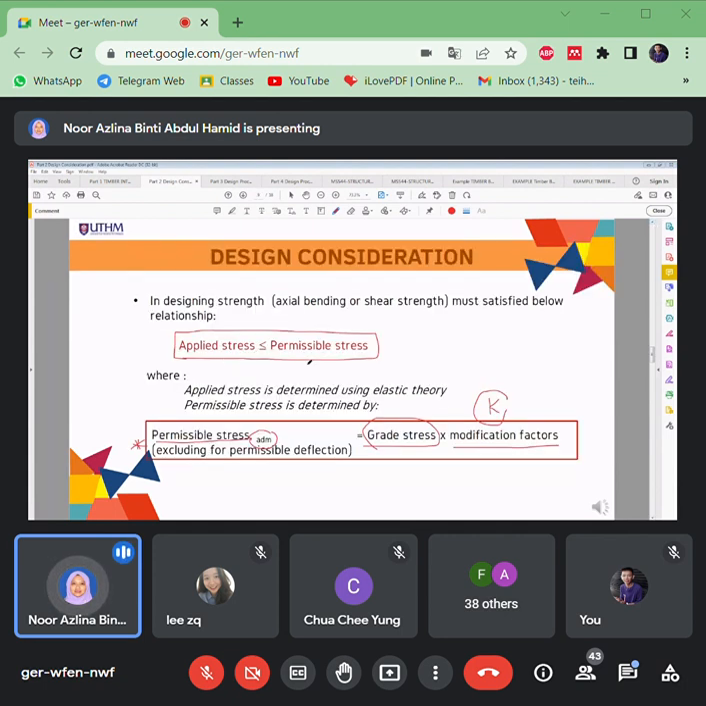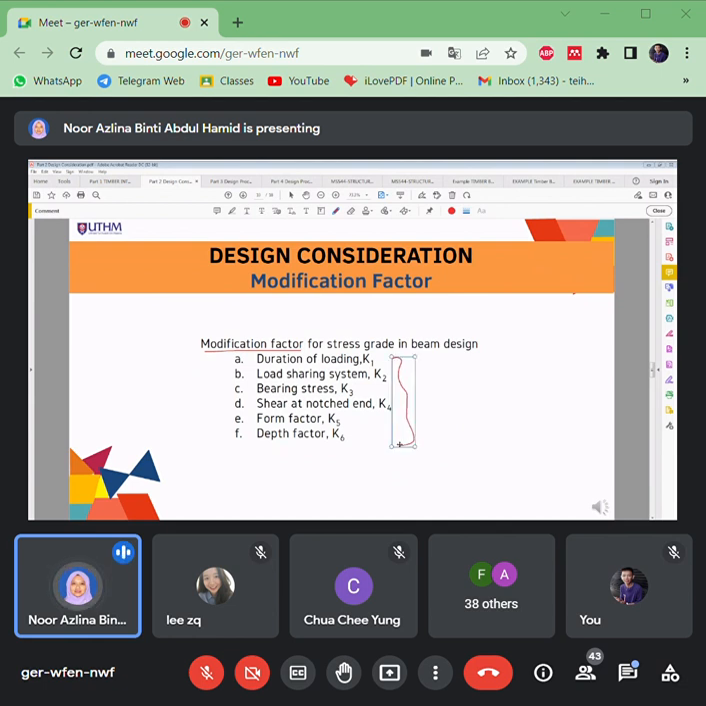Applied stress must be compared with permissible stress. This is the equation for permissible stress, which is the grade stress from Tables 1, 2, 3, 4, whether wet or dry, bending parallel to grain or compression perpendicular to the grain and everything. You have to multiply with the modification factors. There are 6 here. For beam design, actually there are more than 6, but we just refer to these 6 modification factors, K1, K2 up to K6. You have to understand the K values one by one.